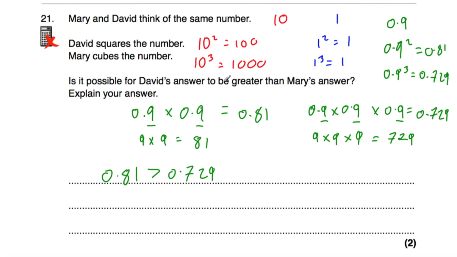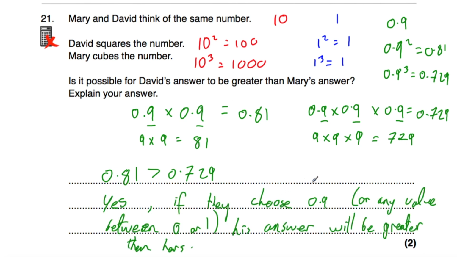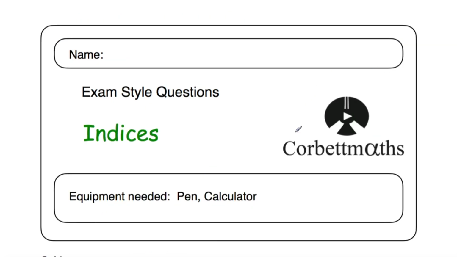So is it possible for David's answer to be greater than Mary's? Yes, it is. And I've just written yes, if they choose 0.9 or any value between 0 and 1, his answer will be greater than hers. And that's it. So these have been the video solutions to the indices practice questions.